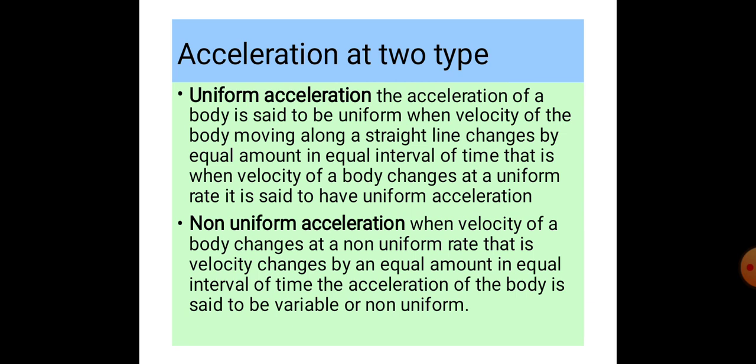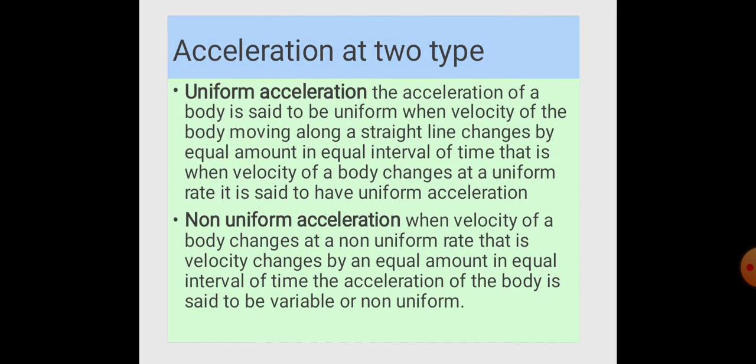Non-uniform acceleration: when the velocity of a body changes at a non-uniform rate, that is, velocity changes by unequal amounts in equal intervals of time, the acceleration of the body is said to be variable or non-uniform. Thank you.